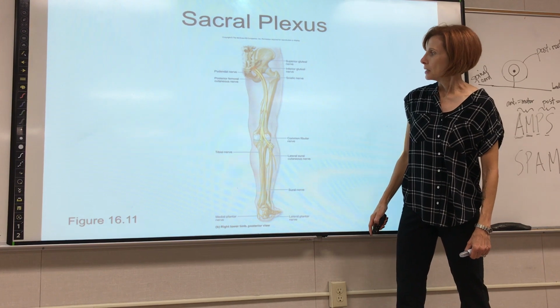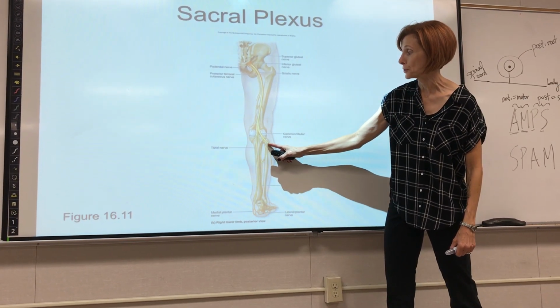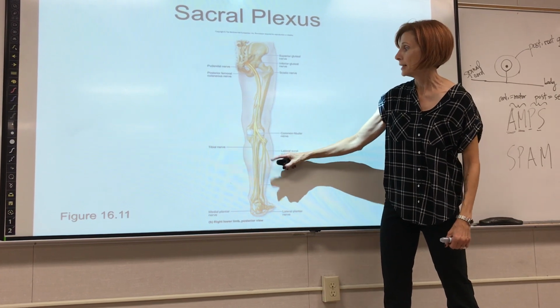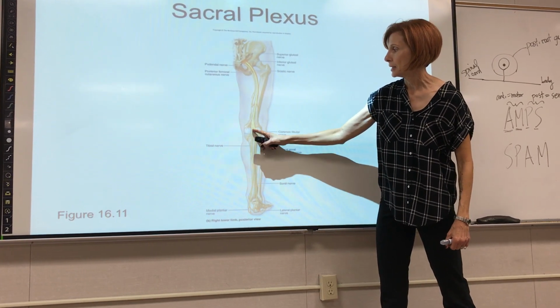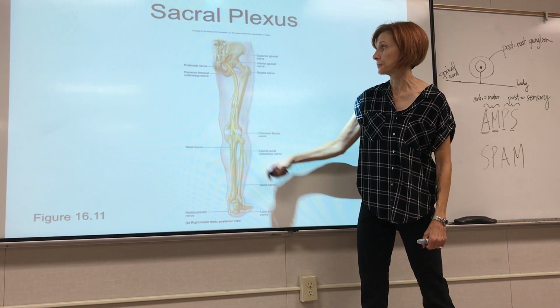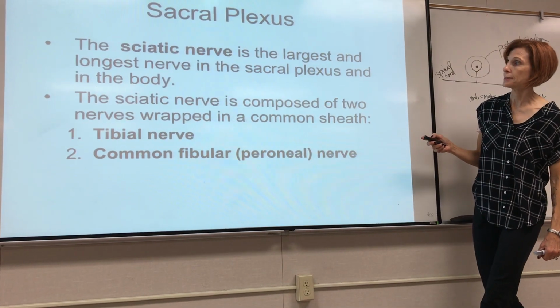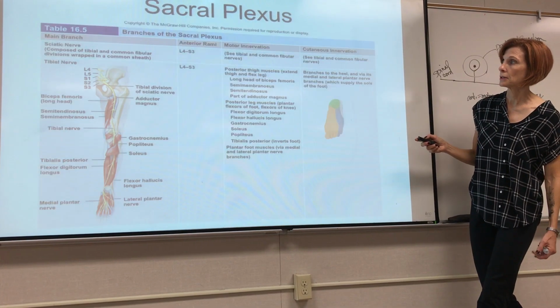Okay, so you can see here where the common fibula is going to branch off and travel toward the fibula, it goes laterally, and the rest of this is the tibial and its branches. So I'd like you to know those two parts of the sciatic nerve. So what does this supply? It actually supplies the entire leg.